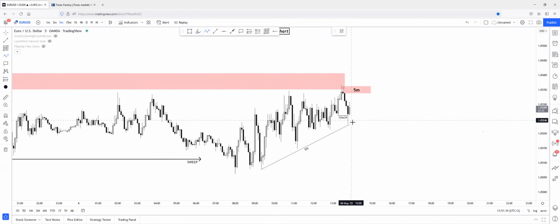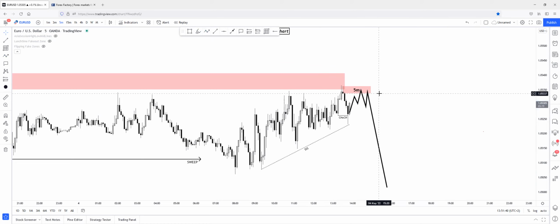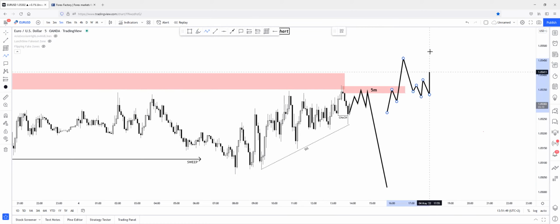Okay, so the possible scenario on the 5-minute chart is to wait for this zone to be tapped, wait for confirmation, and aim for shorts. The second scenario is to wait for the break of this zone, wait for a demand confirmation, and aim for longs. But I believe the short scenario will happen.